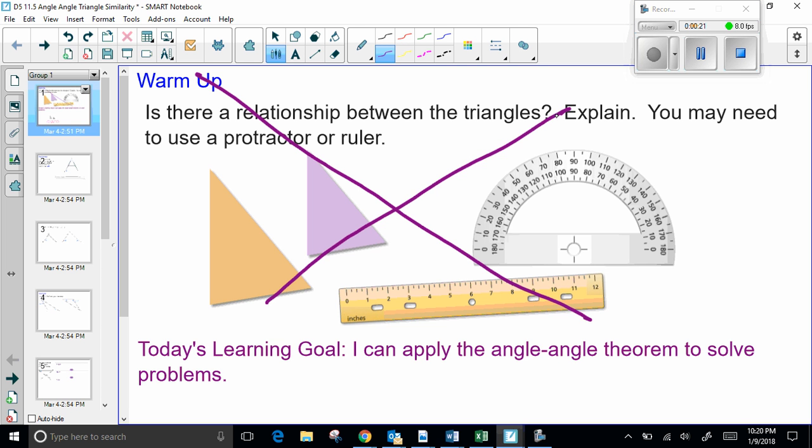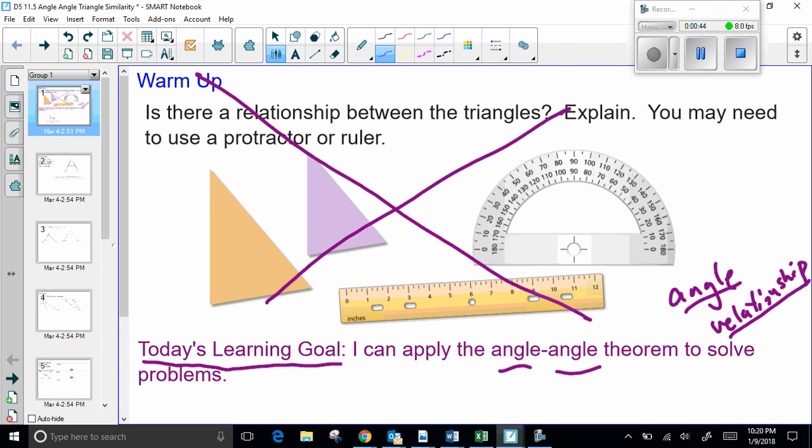That helps you to save time, and that lets us go straight to our learning goal, which is a new angle relationship, which is all that we've been learning. We want to know what can we rely on, what can we say as a fact, and then use that to help us solve problems. This one is the angle-angle theorem, and it's really simple.